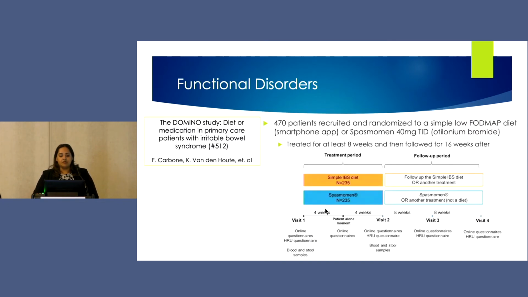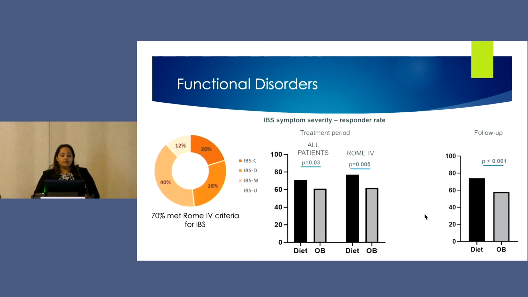And then this was another diet study, a domino study. They looked at patients randomized to either a low FODMAP diet or a medication called otilonium bromide, which we don't really use here in the United States, an antispasmodic medication. It previously was a part of Librax, which is no longer available, with a benzodiazepine. They randomized patients to either diet or medication for 8 weeks, and then had a 16-week follow-up period. These were primary care patients, so they looked to see how many of them actually had IBS. 70% of the patients referred did have IBS.